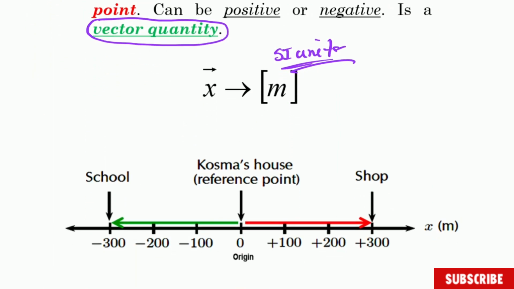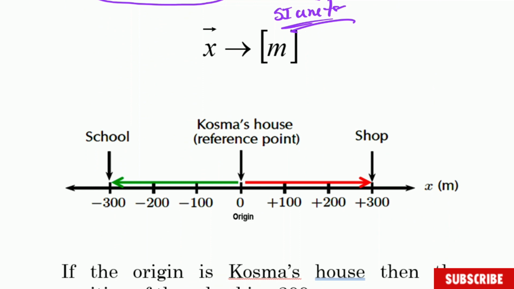Okay, so now, for instance, we go here with one simple example. We have that the house of a person, Cosma in this case, is going to be taken as the origin. That is the point of reference. Now, if that person walked to the shop and the shop is 300 on the right side of that person's house, when that person is there, that is the position of Cosma when he's at the shop. We can say positive 300 meters, or we can say position 1, for example, which is at the shop, is equal to 300 meters to the right.